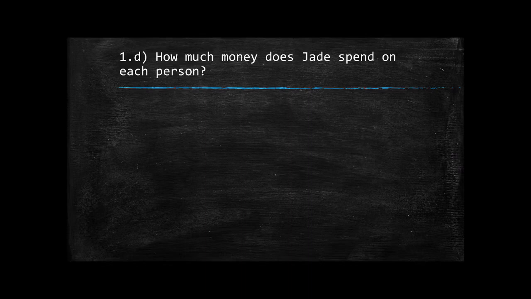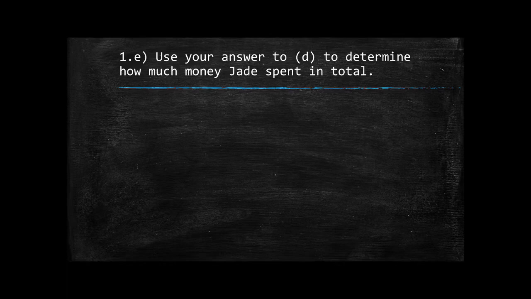1d. How much money does Jade spend on each person? Right, so it's R50 for the movie ticket plus R20 for the popcorn. And that gives us a total of R70 for each person. Use your answer to D to determine how much money Jade spent in total. So this way we're going to say, 4 people times R70 per person gives us our total of R280.